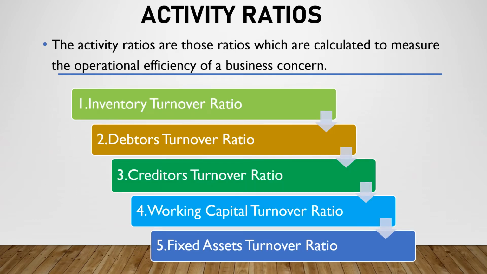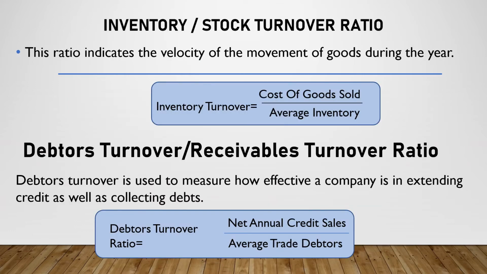Then the next is the activity ratio. Activity ratios are those ratios which are calculated to measure the operational efficiency of a business, which include first the inventory turnover ratio, second the debtors turnover ratio, third the creditors turnover ratio, fourth the working capital turnover ratio, and fifth the fixed asset turnover ratio. The inventory or stock turnover ratio indicates the velocity of the movement of goods during the year, and it is calculated by cost of goods sold divided by average inventory.